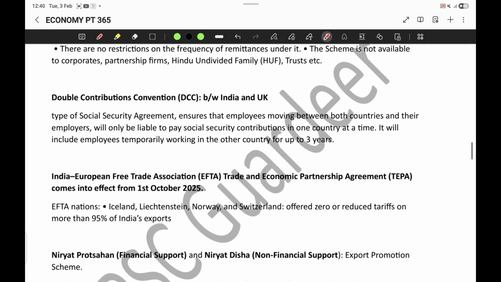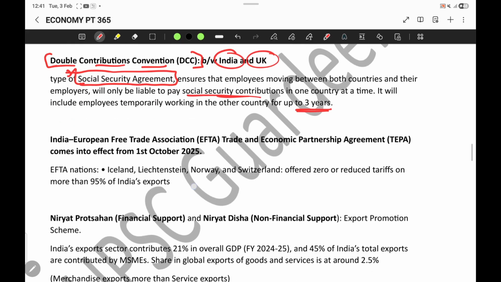Next is the double contribution convention between India and the UK. Updated news: the mother of all trades will be coming soon in the international relations class, which is going to be held by another lecturer. Double contribution convention between the two countries, India and the UK. What is it? It is a type of social security agreement. Just remember this one. Social security contributions will be there for a period of up to 3 years.